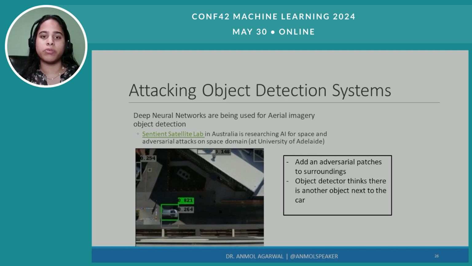So here is an example when they added adversarial patches to the surroundings. If you look at the edges of the image, you'll see some numbers there. And those are examples of surroundings that they tampered with to add noise to it. And so the object detector thinks that there is another object next to the car. So you see this green box, it can recognize the car, but then it has a gray number. And if you look closely, you'll see that there's a gray box right next to the green box. So it thinks that the car actually has another object next to it, which is indicated by the gray box. So that's another example of an evasion attack.